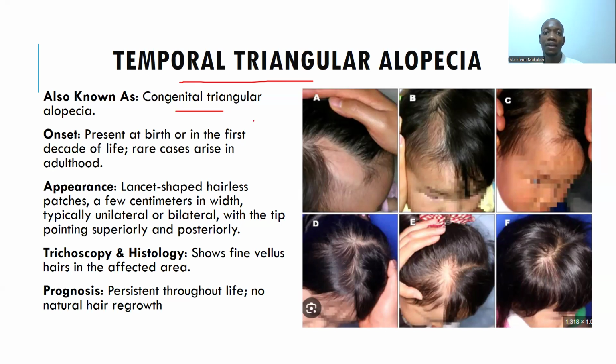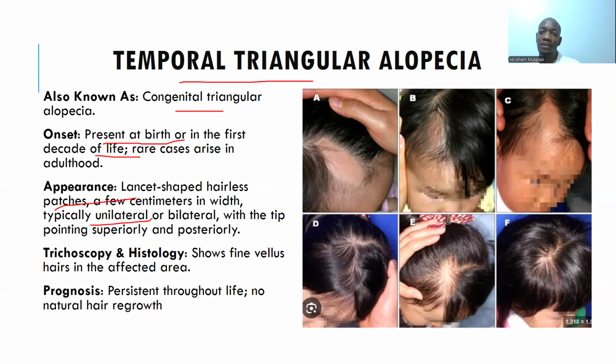So another additional slide, this is what we call the temporal triangular alopecia, also called the congenital triangular alopecia. This one usually is present at birth, or it can manifest within the first 10 years of life. It's a little bit rare and commonly seen in childhood, and it will appear as a lance-shaped or triangular-shaped patch of hair loss, which may be a few centimeters in width, typically unilateral, but in some cases it can be bilateral, affecting both sides here, as well as this area. When you do trichoscopy or histology, you'll just see fine vessels in that area, but you won't see any sign of inflammation. And this persists for life with no natural hair regrowth in that area.